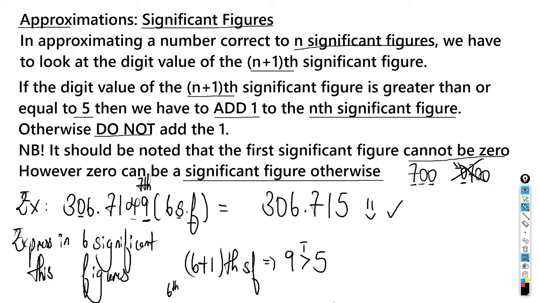So this is pretty similar to the decimal places one. We just need to know the number of significant figures in the number, and we'll look at the n plus 1th significant figure and check if it's greater than or equal to 5. It's very similar and it's pretty easy. So let's look at some examples now.